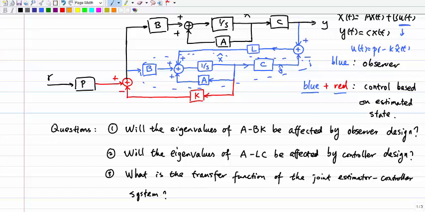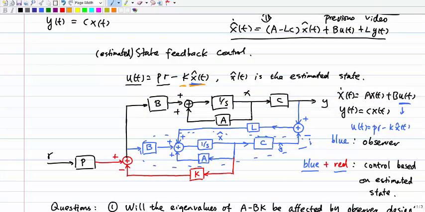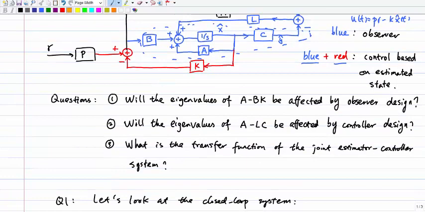The third question: what is the transfer function of the joint estimator and controller system? If I knew the actual state, I would just have direct feedback, all the blue portion here. That's my original. What if I put the observer inside? What does the transfer function look like? That's my last question. All right, so let's look at the three questions one by one.